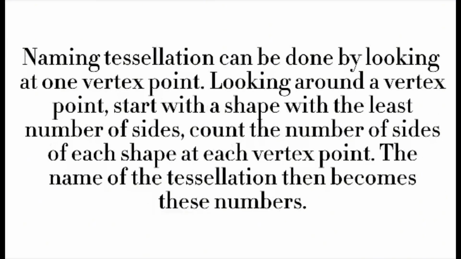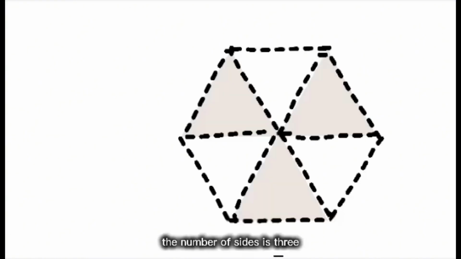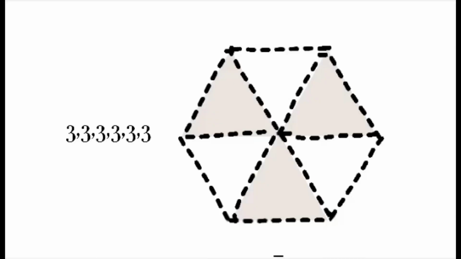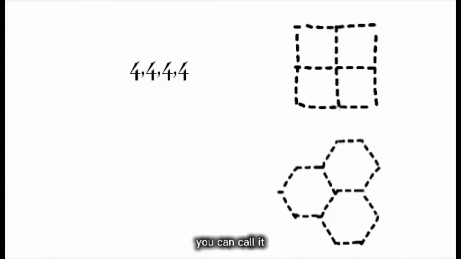Naming tessellations can be done by looking at one vertex point. Looking around a vertex point, start with the shape with the least number of sides. Count the number of sides of each shape at the vertex point. The name of the tessellation then becomes these numbers. For example, in the tessellation of triangles, the number of sides is 3 and there are 6 shapes, so it can be named 3, 3, 3, 3, 3, 3. For the squares, it can be labeled 4, 4, 4, 4. And for the hexagon, you can call it 6, 6, 6.